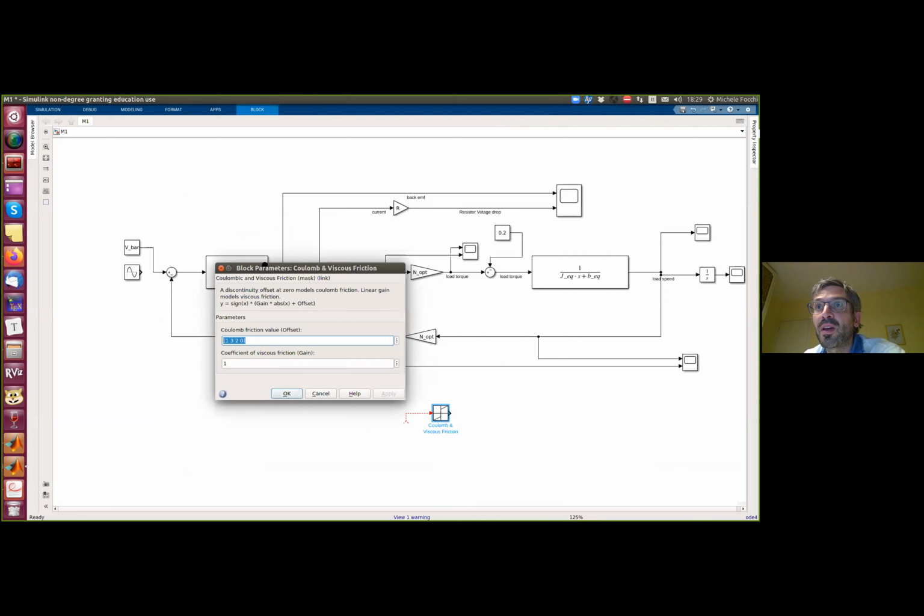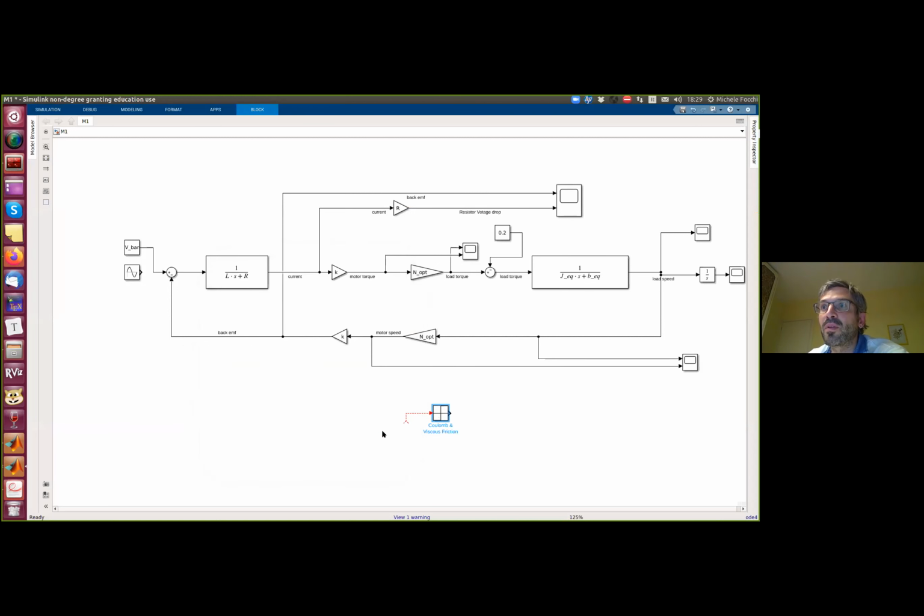If we look at the documentation of the block, it says that the input x is taking the sign of the input. So if we put viscous friction to 0, we will have the sign of the input, which should be the velocity because Coulomb friction is opposing the motion, times the offset. And as offset, we set tau c.